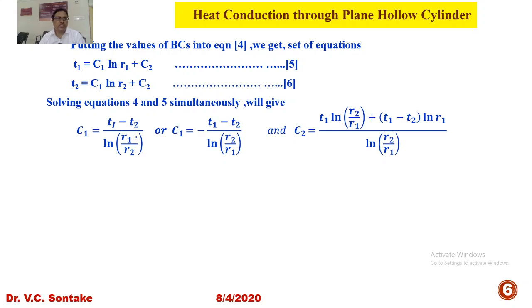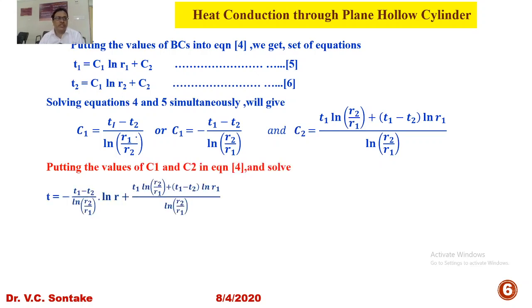Solving these equations simultaneously, it will give me the value of constant C1 is equal to (T1 minus T2) over log r1 by r2, or C1 is equal to minus (T1 minus T2) over log r2 by r1, and the value of constant C2 as (T1 log r2 by r1 plus (T1 minus T2) into log r1) over log of r2 over r1. Putting the values of these constants C1 and C2 into equation 4 will give me this expression.